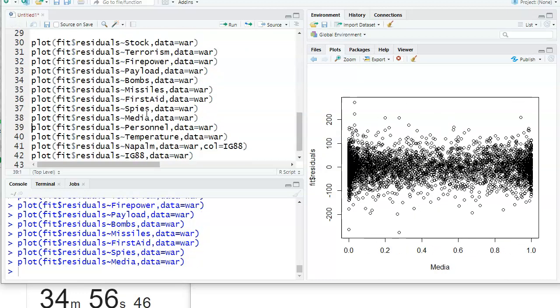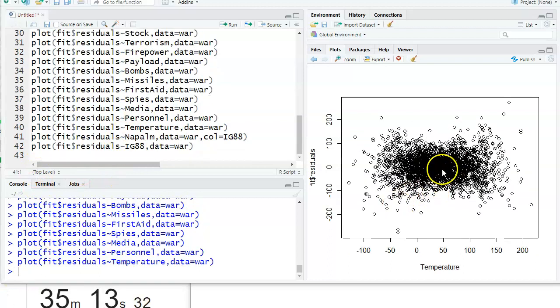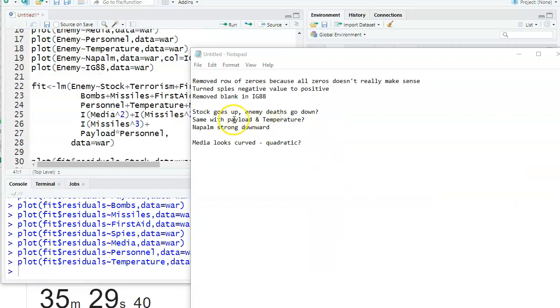Jeez Louise. Pause the video. Yeah, see this guy, temperature? And you gotta understand here, I already suspect there's some collinearity, like payload and temperature and stock. So if there was some interaction, I don't know, let's say it was stock times payload. And if payload is collinear with temperature, then stock times temperature would also work. And it turns out it doesn't matter which of these two you pick, as long as you pick something that's collinear with stock to catch that interaction.